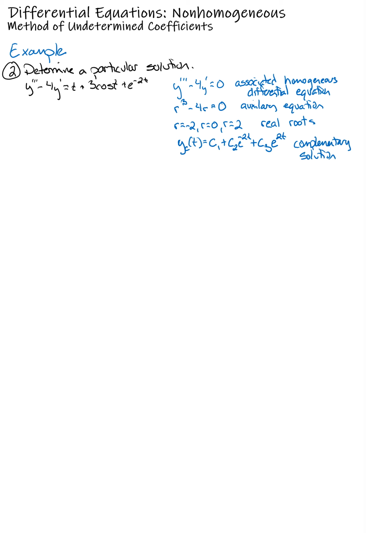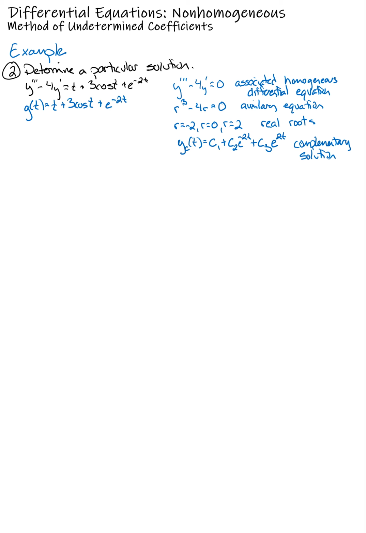So now, taking a look at our non-homogeneous equation, the portion that makes it non-homogeneous, I'll call that g of t. You can call it really whatever you want, as long as it's not a y, because that is typically our solution, that's what we're looking for. In this case, our variable is y. So g of t is t plus 3 cosine t plus e to the negative 2t.